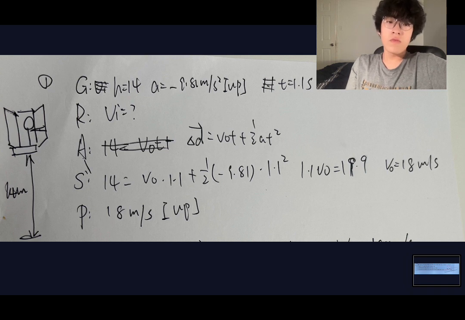So it gives us 14 equals the initial velocity times 1.1 plus 1/2 times negative 9.81, because it's pointing to the ground, which is negative, times 1.1 squared. After calculation, we get that the initial velocity is about 18 meters per second. One thing to notice is that we need to add direction because velocity is a vector, so the final answer is 18 meters per second pointing up.